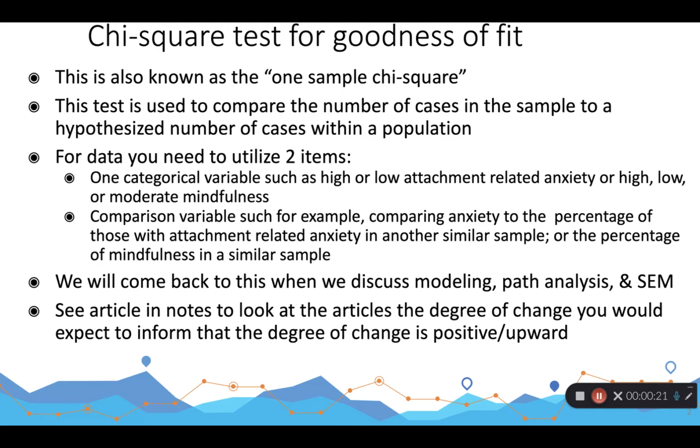a larger population. There are just two items you need in order to conduct a chi-square test in SPSS. First, you need a categorical variable, such as high or low attachment-related anxiety, or high, low, or moderate mindfulness. And second, you need a comparison variable. For example, you might want to compare that attachment-related anxiety to the percentage of those with attachment-related anxiety in another similar sample or in a large study.